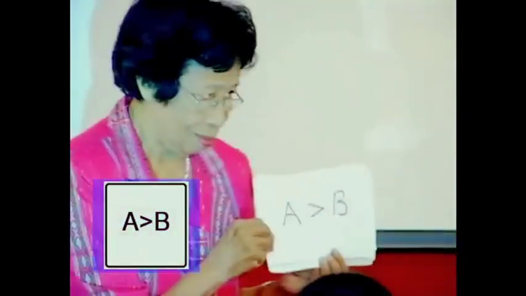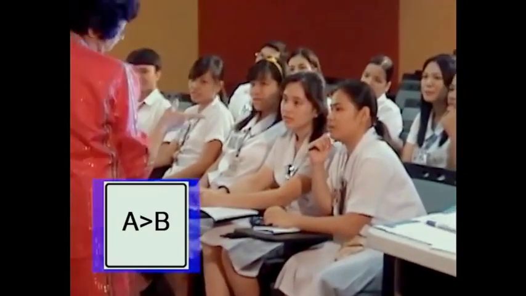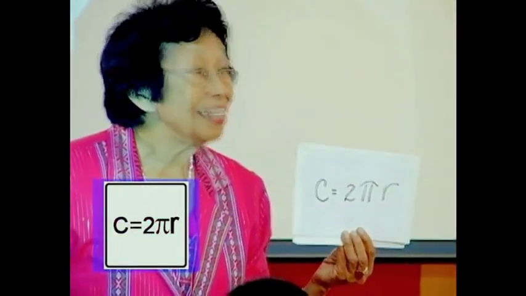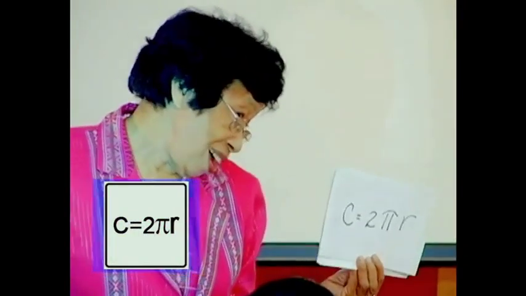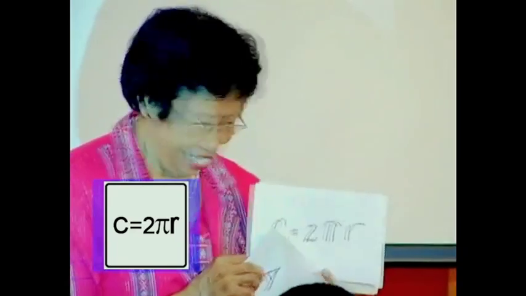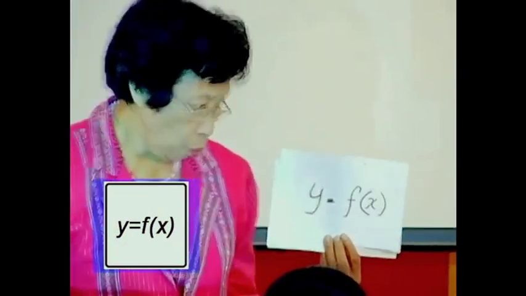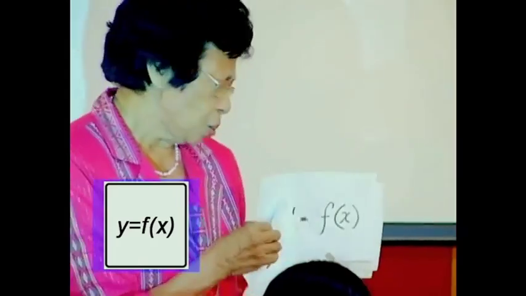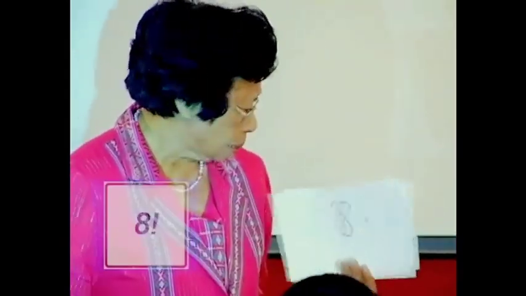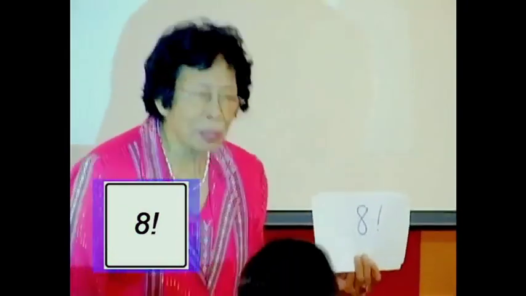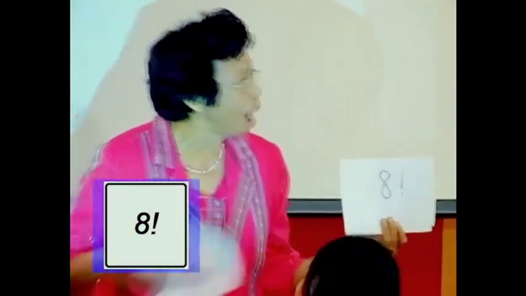If I have something like this, what does it mean to you? A is greater than B. Now that's a sentence, right? That's a sentence. But sometimes if I have that, what does it mean to you? It's the formula for the circumference of a circle. Okay, and this one, function. It's a function rule. Y is a function of x. So some of these are mathematical. How do you say 8 with an exclamation mark? But how do you read it in math? Yes, 8 factorial.